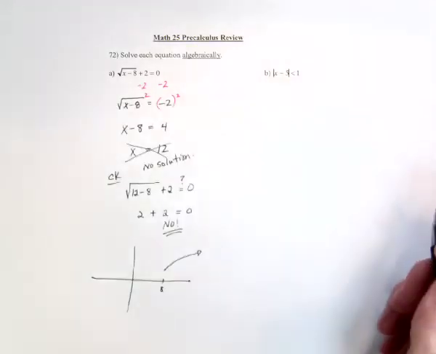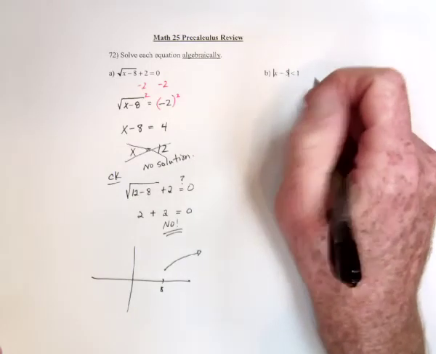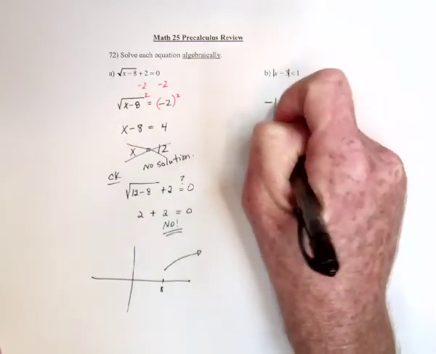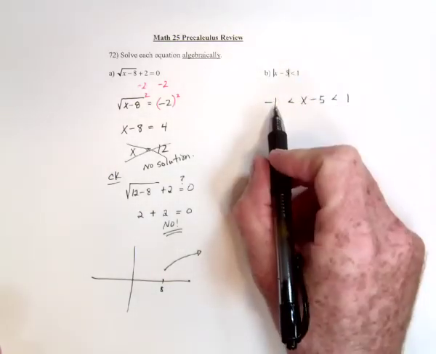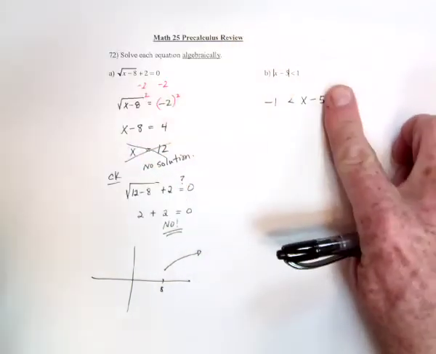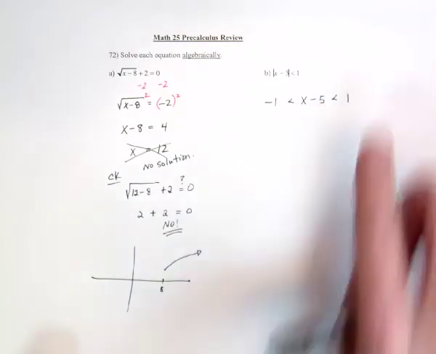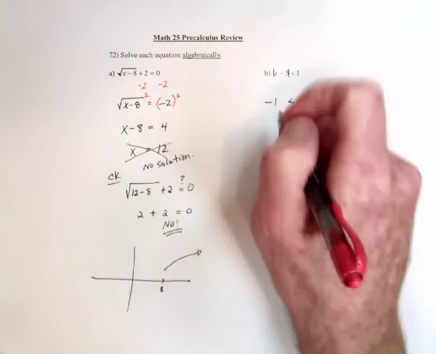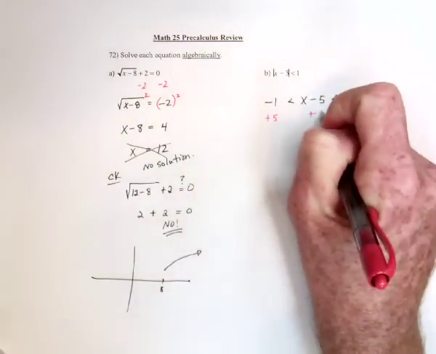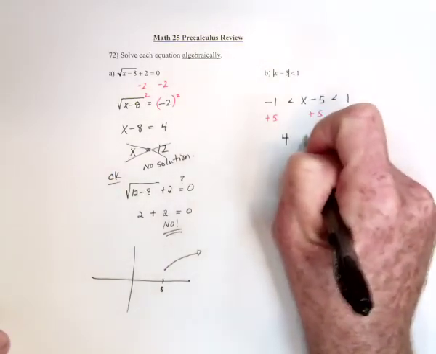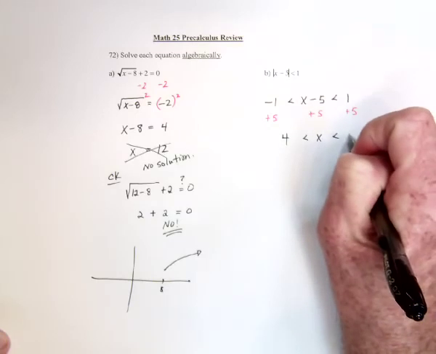So what we can do is say x minus 5, and then you have the positive case on one side and the negative case on the other. You could do this as two separate inequalities. Say there's the one with the positive case, there's the one with the negative case, or you could just do it all at once. So then we would need to add 5 everywhere in order to isolate x. So it would be 4, and then x in the middle, and this would be a 6.